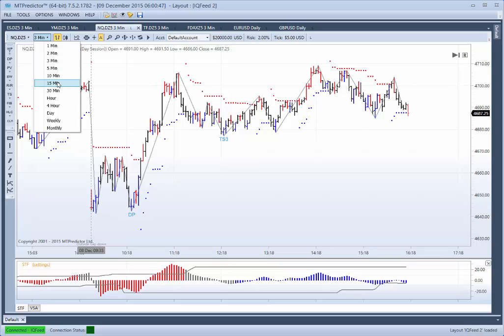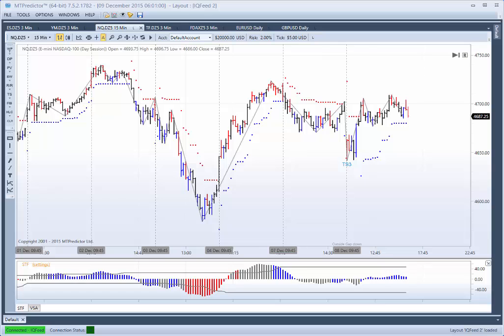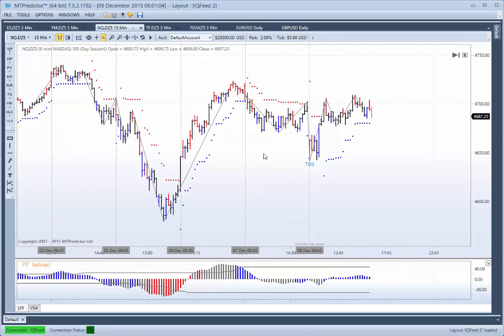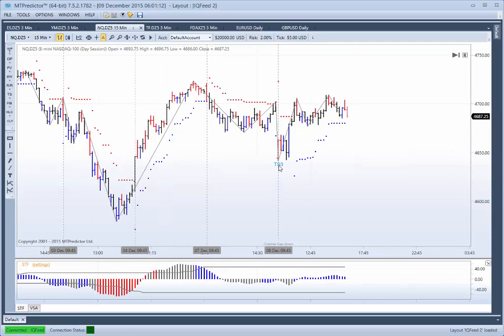So for example, if you're trading a daily chart, you'd use the weekly. 15-minute forex, you'd use the hourly. Because this is a 3-minute chart, we're now going to use the 15-minute chart. So let's have a look at what the 15-minute chart did. Well, as you can see, the market came down, and after the open yesterday, which was the 8th of December, it printed a TS3 buy setup.